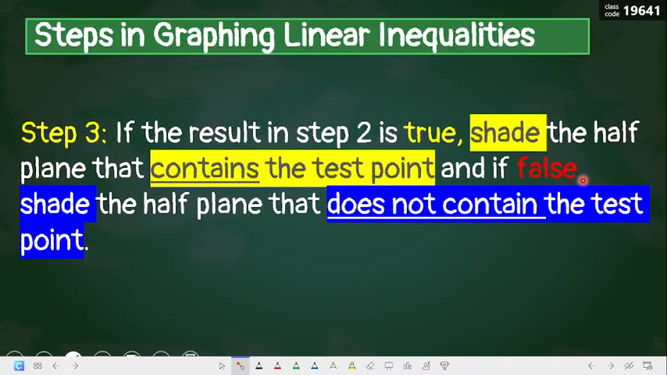Next, for step 3, if the result in step 2 is true, shade the half plane that contains the test point. And if false, shade the half plane that does not contain the test point. So, kung ang result natin dun sa step 2, pag gumamit tayo ng test point na sinubstitute natin dun sa inequality, kapag ang lumabas na sagot dun ay true, dun tayo mag-shade kung saan nandun yung test point. Pero kung false ang lumabas, dun tayo sa kabilang side, yung hindi tatamaan yung test point.